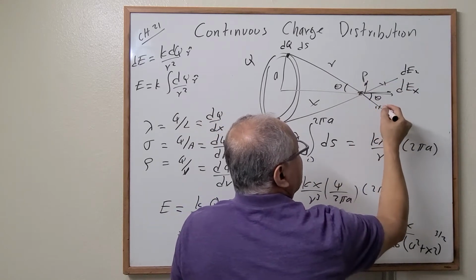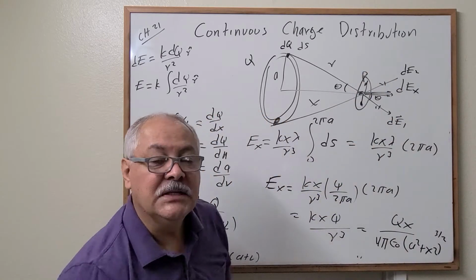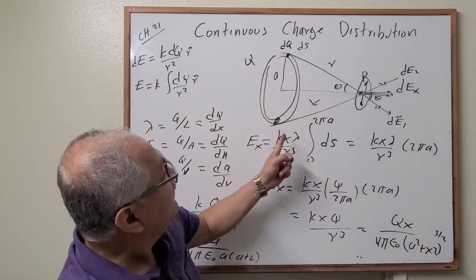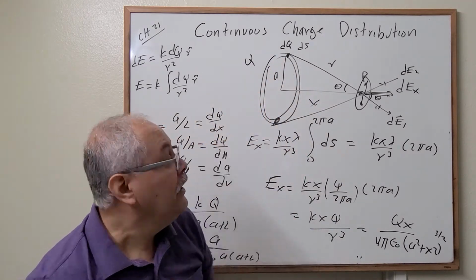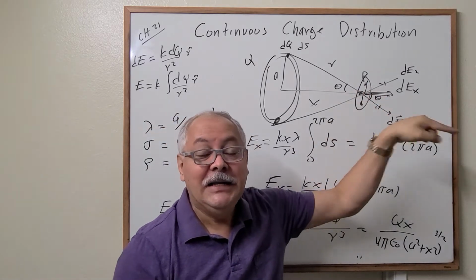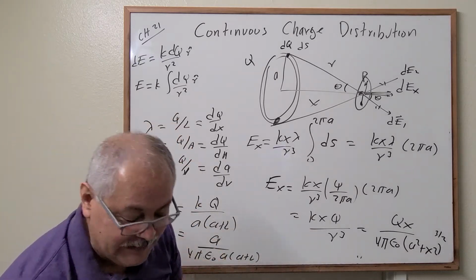The same thing for this one: one in the x and one in the y. But these two are opposite with the same magnitude by symmetry. Well, they cancel out. We have only electric field in the x direction. Okay, perfect. Now let's go to a disk.